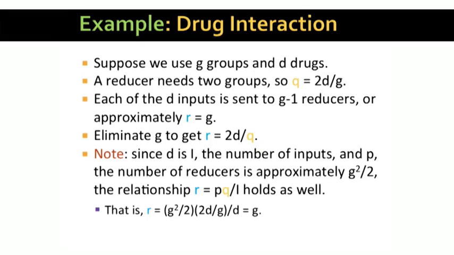When you multiply these out, you get R equals G, which we knew from the analysis of what the mappers do. Actually, it's not G, it's G-1, but P isn't really G squared over 2. It's really G choose 2, or G times G-1 over 2. The approximations even out.